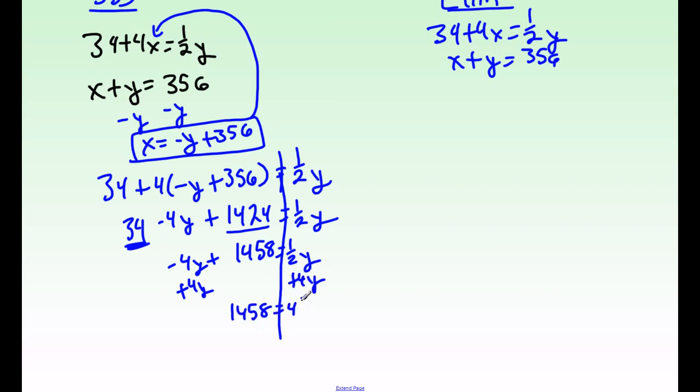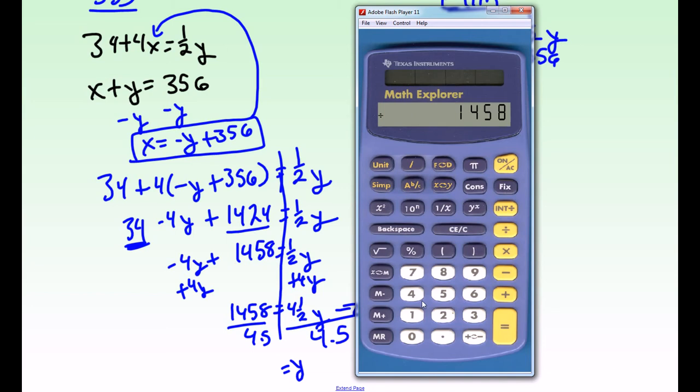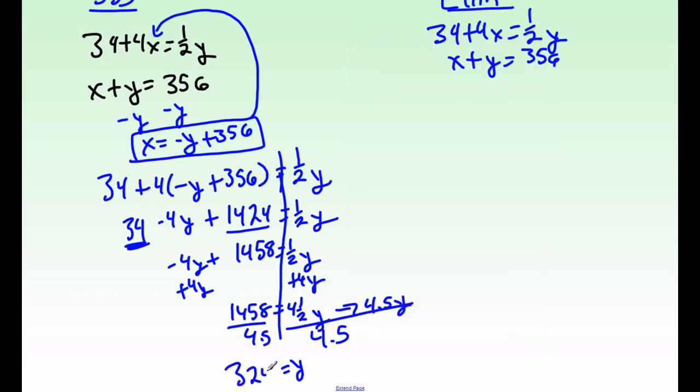1,458 equals 4.5y. If you don't like 4.5, you can make it 4 and a half. That's the same thing. When I type this into the calculator, I'm going to use 4.5, because we have to divide both sides by 4.5. Divide by 4.5, and y equals 1,458 divided by 4.5, which is 324. So there's 324 y's.